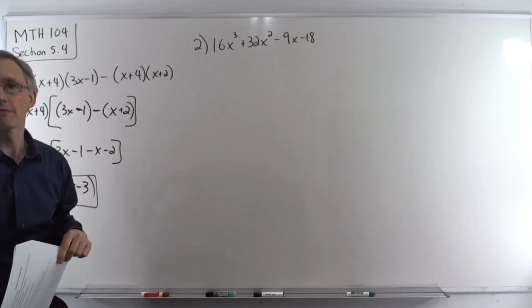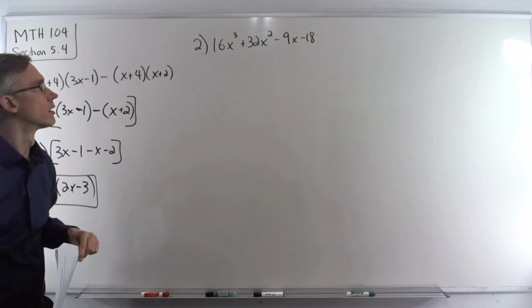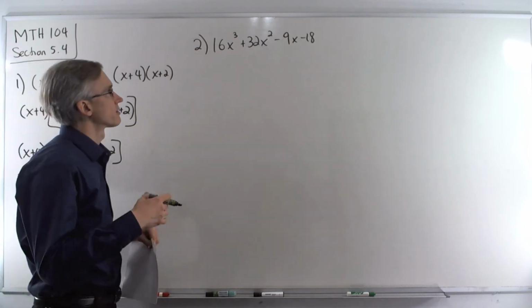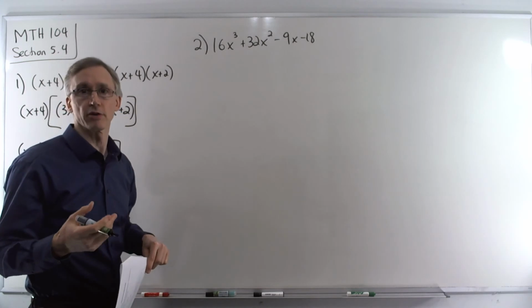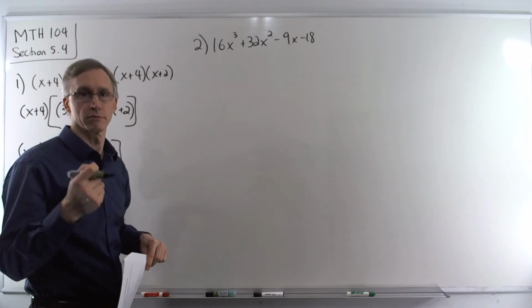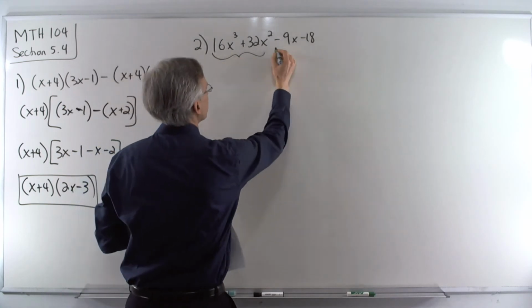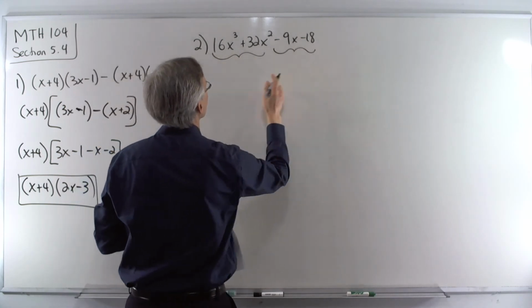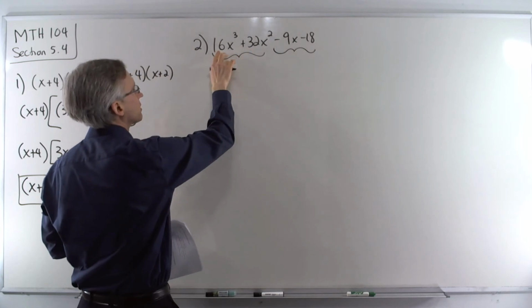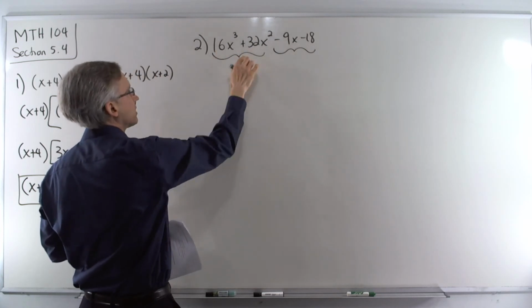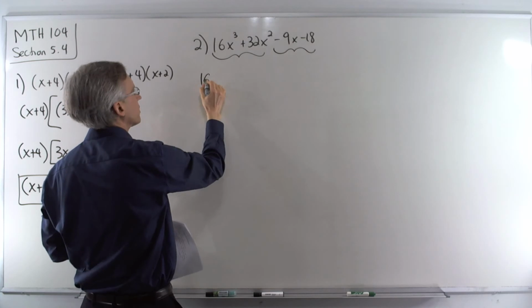For number 2, we have a 4-term polynomial. So always the first thing to think about there is factoring by grouping. 4 terms, factor by grouping. We're going to do these 2 at a time. Well, we can factor out of these 2. 16 is a common factor of both 16 and 32, so we can pull that out.